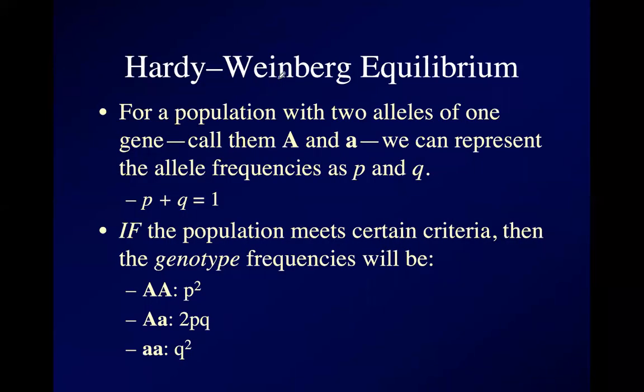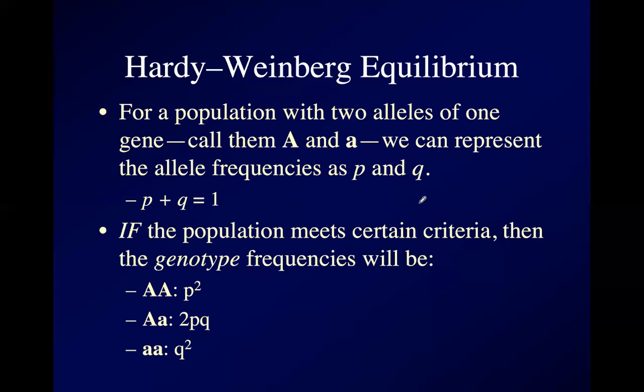And it goes like this. Let's say we have a population with 2 alleles of one gene. We can expand it to what you get if there's more than 2 alleles of a gene, but let's not get ahead of ourselves. So we have 2 alleles of a gene, and we can call these big A and little a. And we can represent the frequencies of the alleles in the population as p and q, lowercase p and lowercase q. Now, the frequencies we can represent as decimals between 0 and 1.